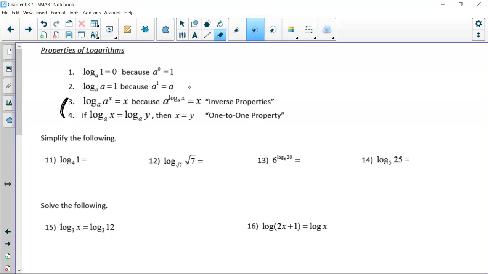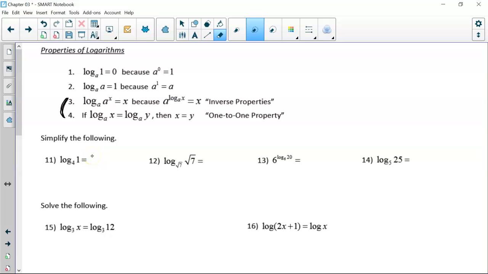We'll be talking about that more. And then that 1-to-1 property. See how they're both log base a of x and log base a of y? If they both have the same log base, if the log bases are equal, then you just set the numbers equal. Then x equals y. So we're going to do some simplifying here.